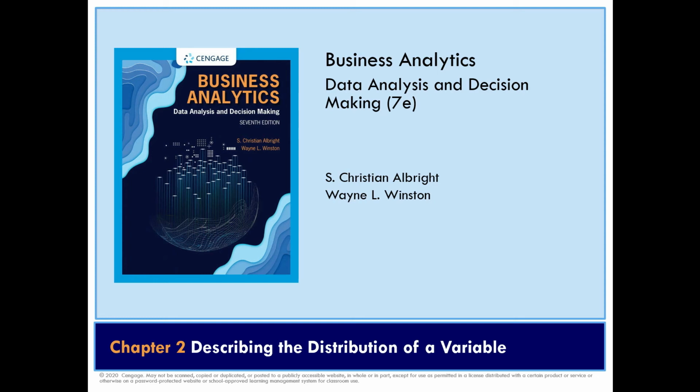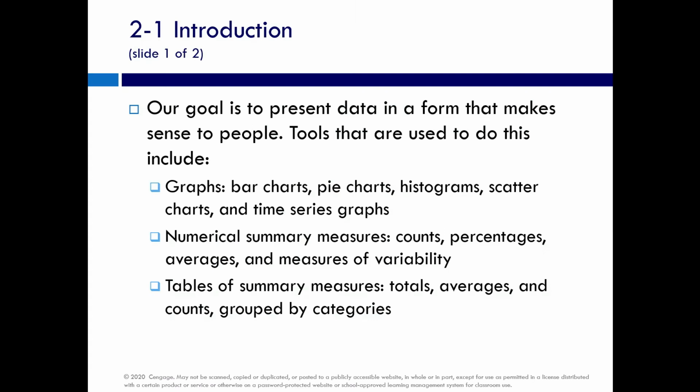Welcome to Chapter 2, Describing the Distributions of Variables. Introduction. Our goal is to present data in a form that makes sense to people. Tools that are used to do this include graphs, bar charts, pie charts, histograms, scatter charts, and time series graphs. Numerical summary measures: counts, percentages, averages, and measures of variability. Tables of summary measures: totals, averages, counts, by groups, and by category.